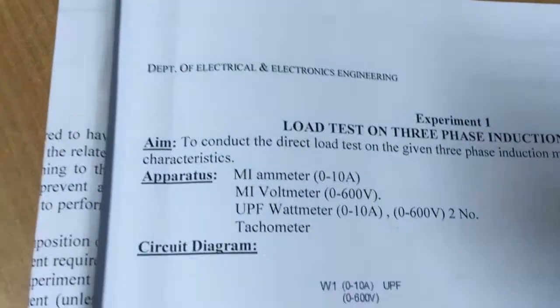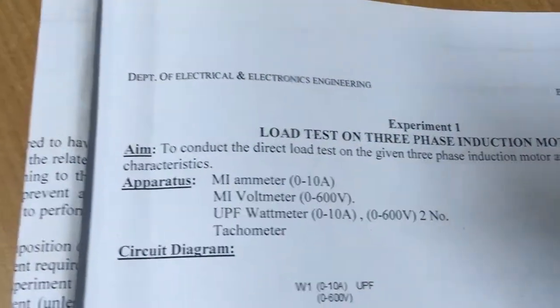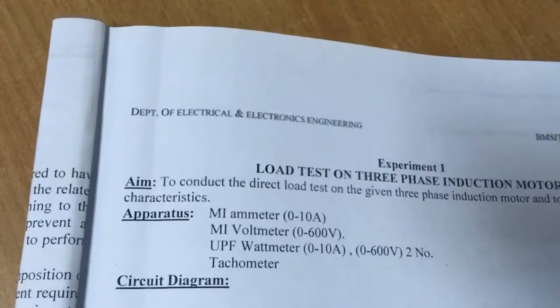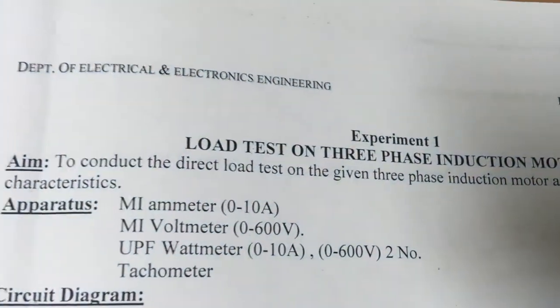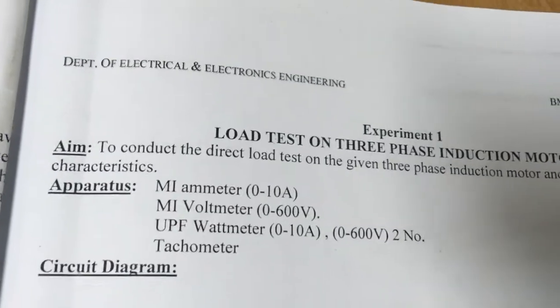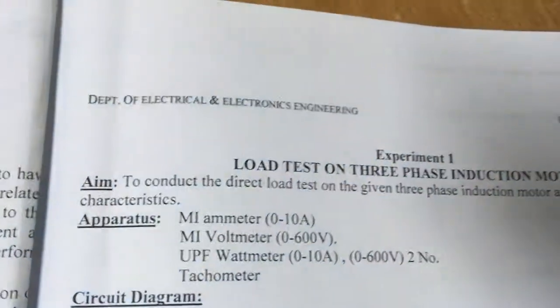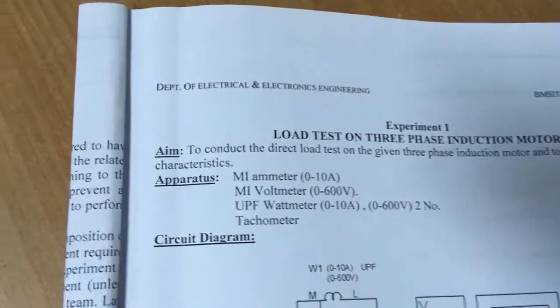To conduct this experiment we use this apparatus: a 0 to 10 amperes ammeter, MI, that is moving iron, for AC measurements; a 0 to 600 volts voltmeter, MI; 2 wattmeters of 0 to 600 volts, 10 amperes, UPF; and a tachometer to measure the speed.